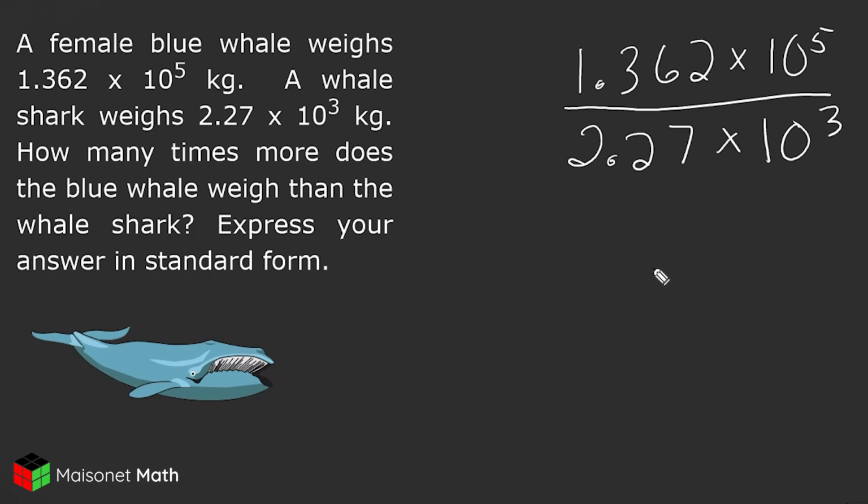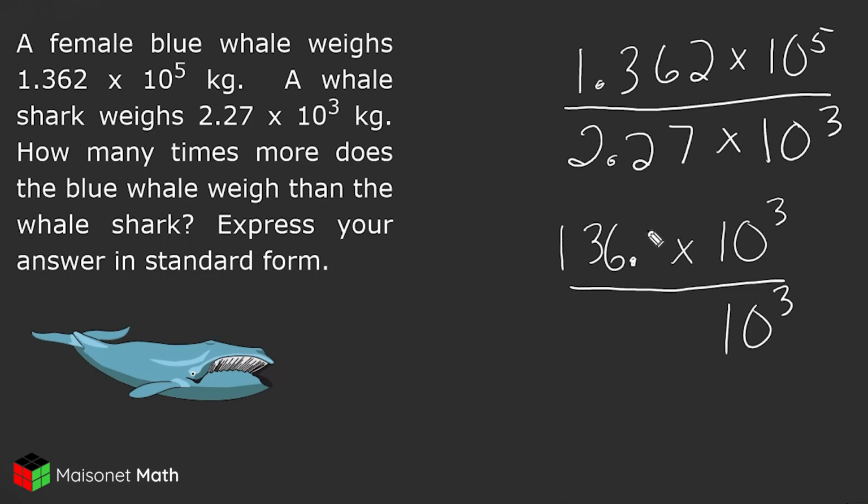Now, another way that you can approach this problem is you can take both of your exponents and make them exactly the same. So what I'm going to do is take this 10 to the fifth power and change it to 10 to the third power. In doing so, I made this value 2 powers of 10 smaller, which means I got to take the coefficient and make it 2 powers of 10 larger. So I have to move this decimal 2 places to the right, and that would give us 136.2, or 136 and 2/10.